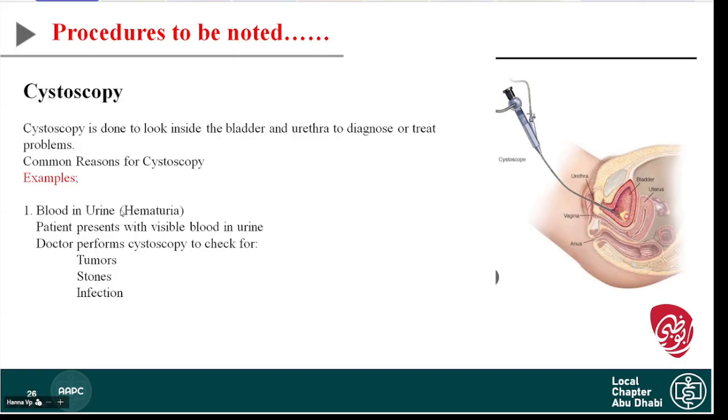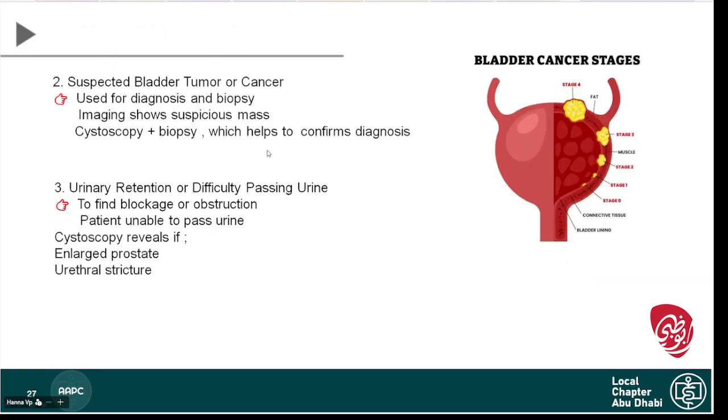Let me show you another reason. Yeah, see this? Suspected bladder tumor or cancer. Maybe some patients have a bladder tumor or cancer. Maybe this also causes blood in urine, or it can show other issues. It is used for diagnosis and biopsy. Cystoscopy can be used to diagnose this condition and also helps to take a biopsy.